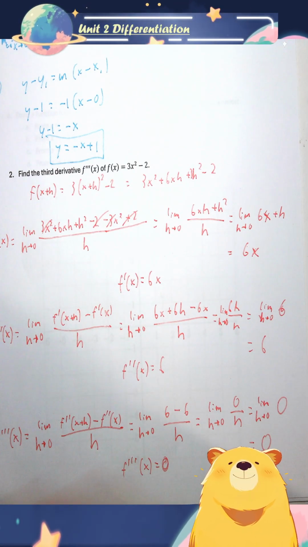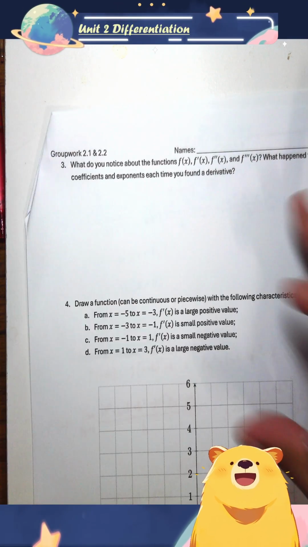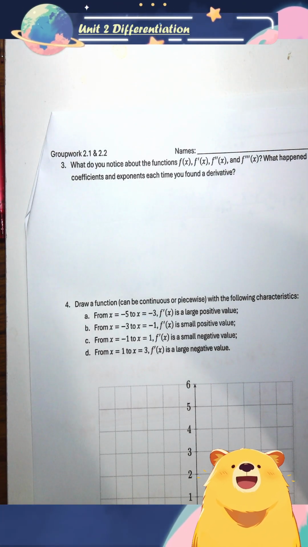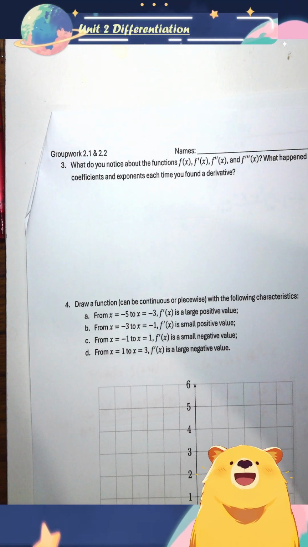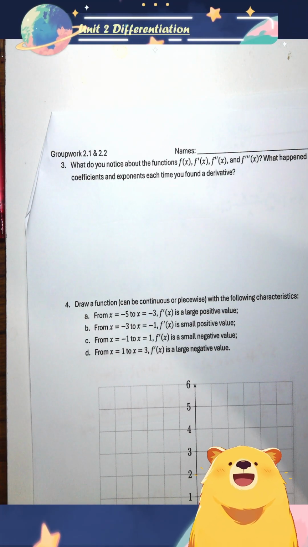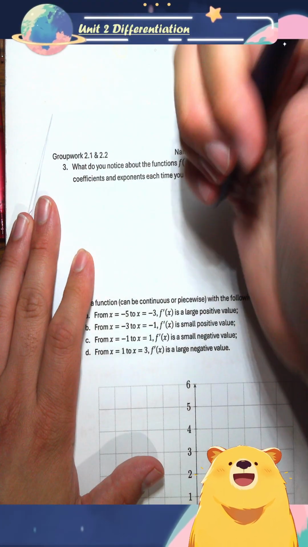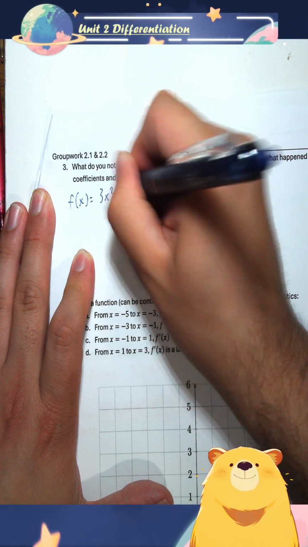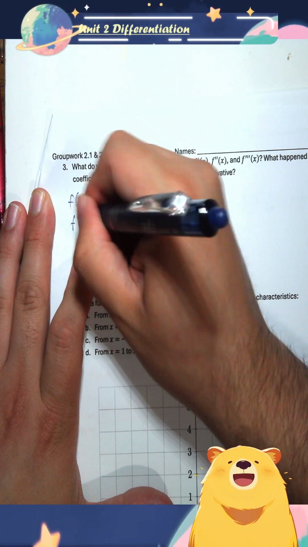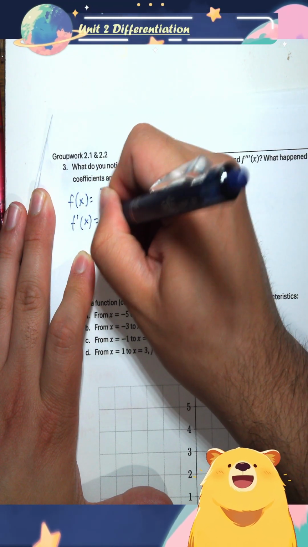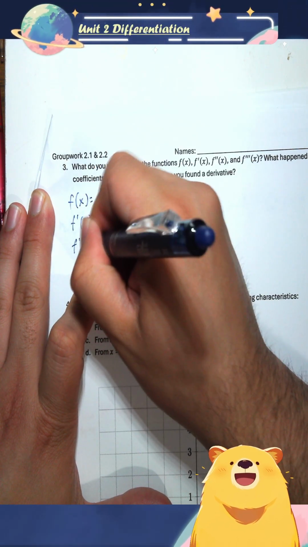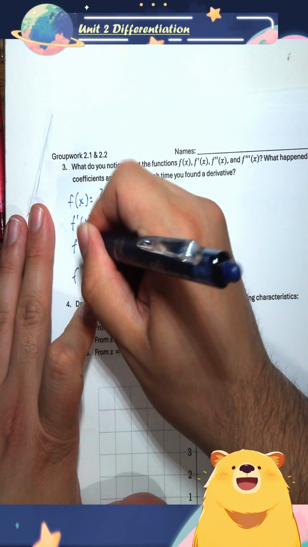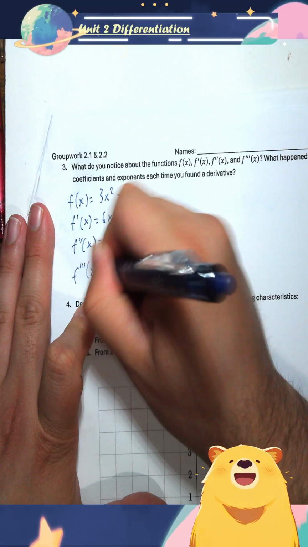Okay, so now comes the observation type questions. Number 3 says, what do you notice about the functions f of x, f prime of x, f double prime, and f triple prime? What happened to the coefficients and exponents each time you find a derivative? So just to recap, our original function looked like this. Our first derivative looked like this. Our second derivative looked like this. And our third derivative looked like this.